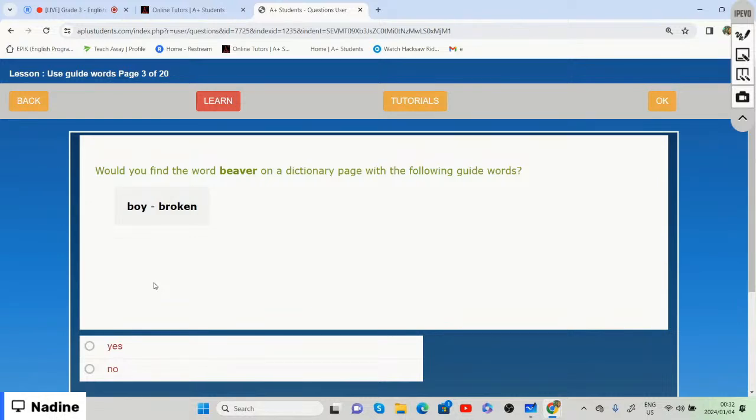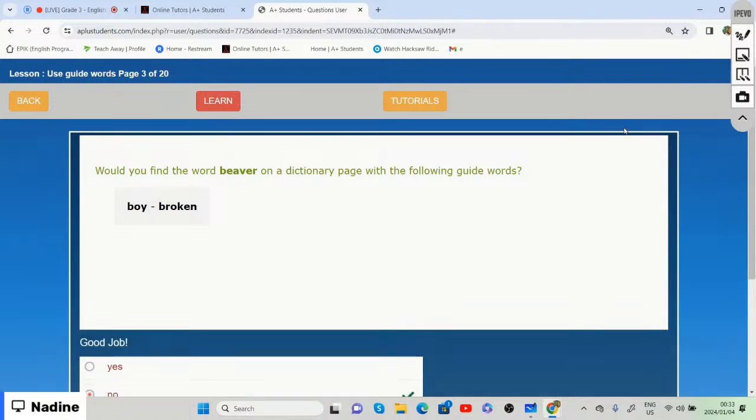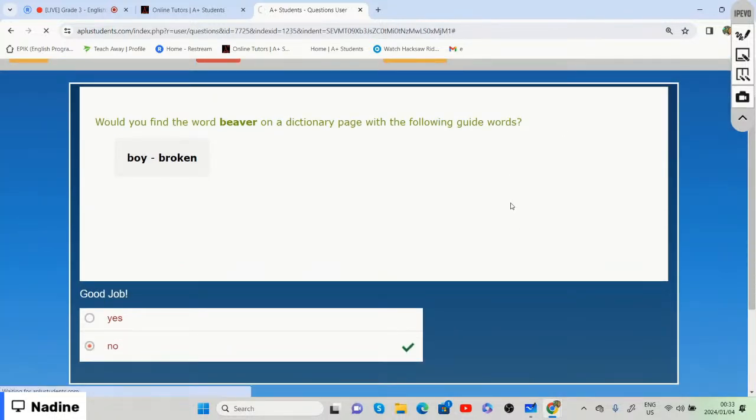All right, so if we were to say beaver is between boy and broken, then we can say no, right? Because BE, specifically E, comes before boy. So BE comes before BO, which is for boy. So not even close. So no. So well done. It is no.